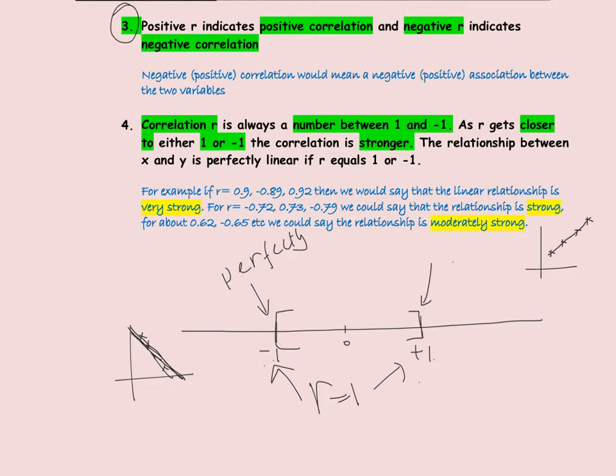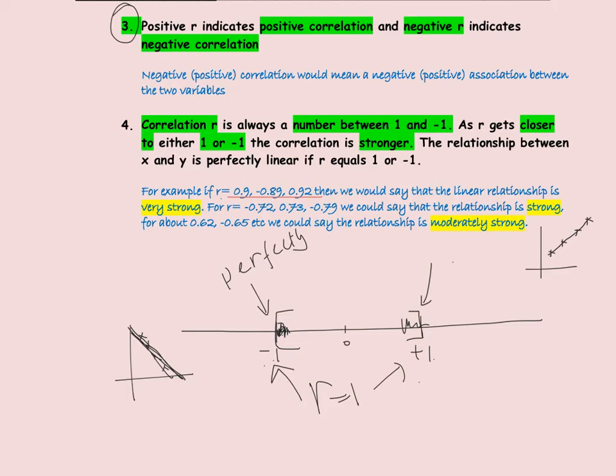Now, when do we say that the relationship between the two variables is a very strong linear relationship? If the numbers fall really close to +1 or -1, then the relationship between the two variables is very strong. Now let's look at a few examples here. Notice that for +0.9, -0.89, 0.92, they all fall close to either +1 or -1. So you could say that the relationship between the two variables is very strong.